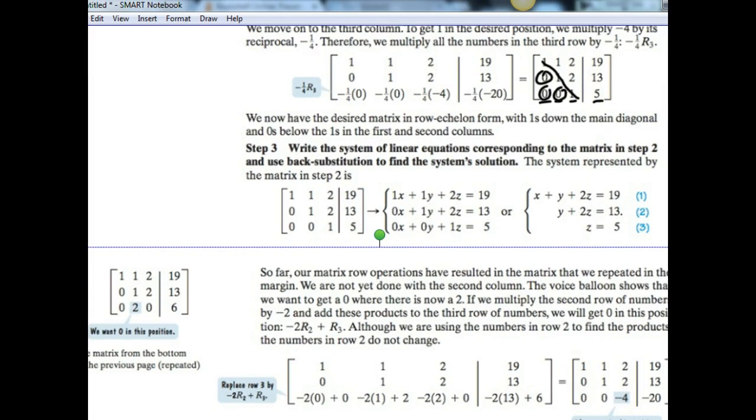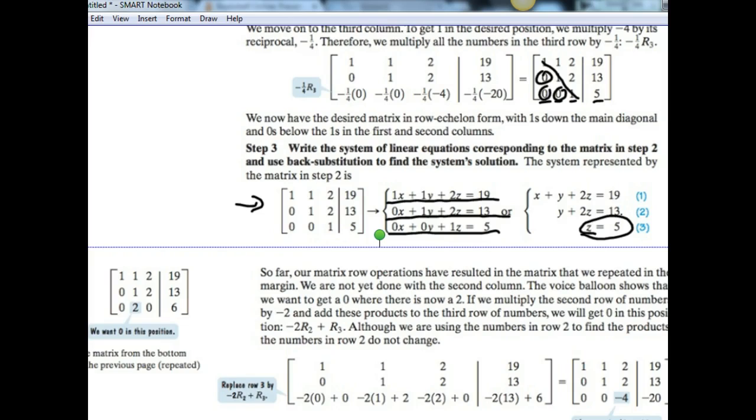is, if you look at this augmented matrix now, if I were to turn that back into equations, the first row represents 1x plus 1y plus 2z equals 19. The second row represents 0x plus 1y plus 2z equals 13. And the third row represents 0x plus 0y plus 1z equals 5. Now, that means that z is 5. Okay.